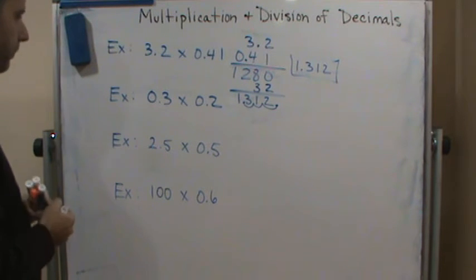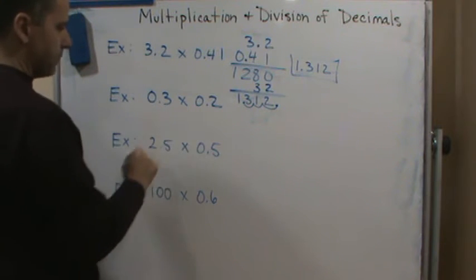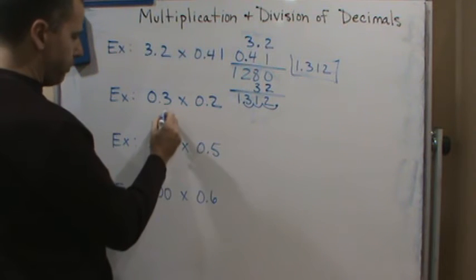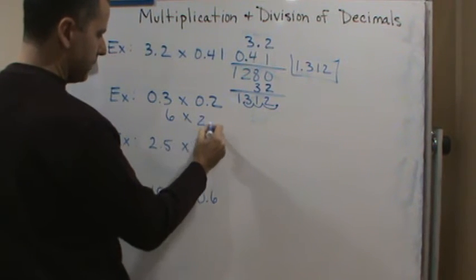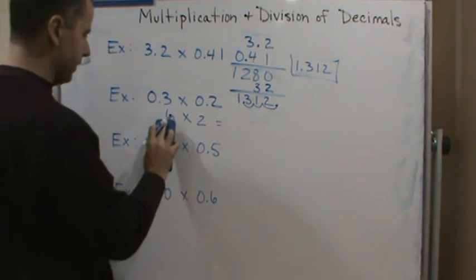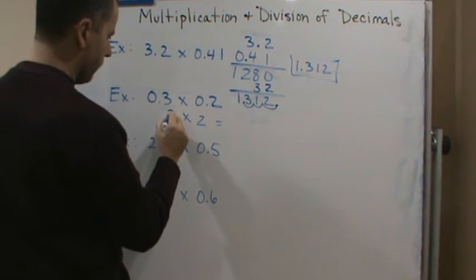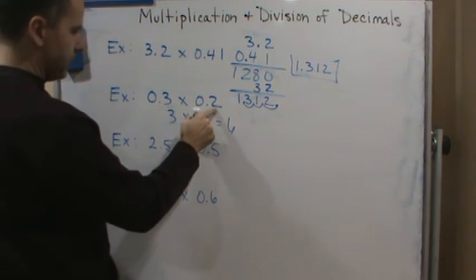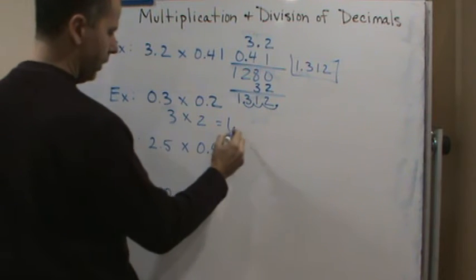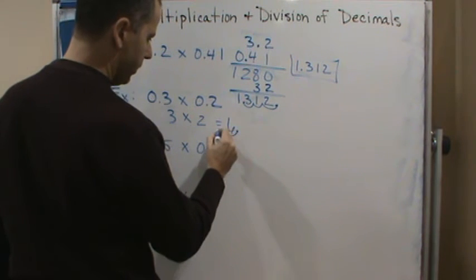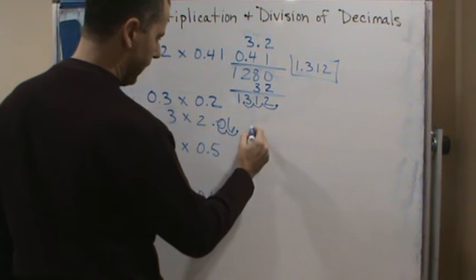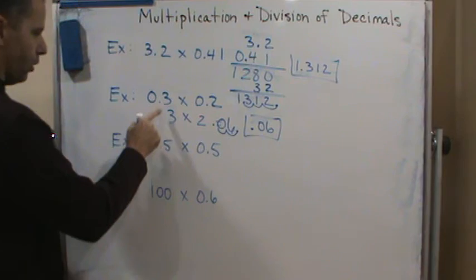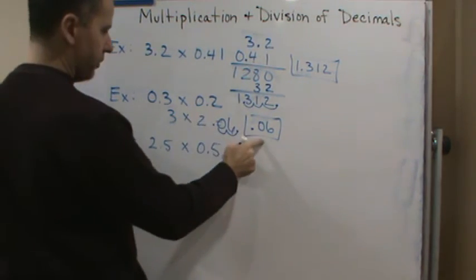Okay, the next one is 0.3 times 0.2. Well, all I'm going to do is I'm going to ignore the decimal point. I'm going to do 3 times 2, which equals 6, right? And then I'm going to count the number of digits to the right. 1, 2. So I'm going to move my decimal point 1, 2. So I'm going to have a 0 here. So my answer is going to be 0.06. So 0.3 times 0.2 is 0.06.